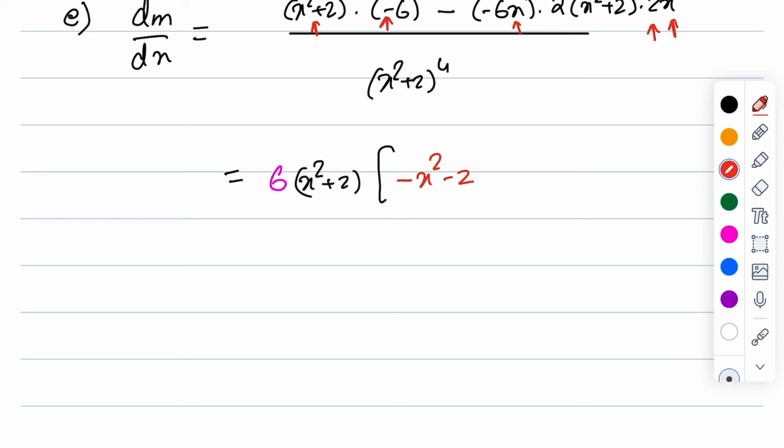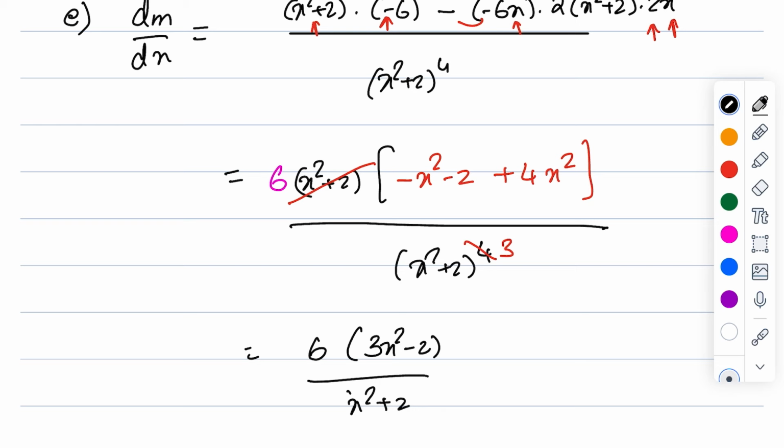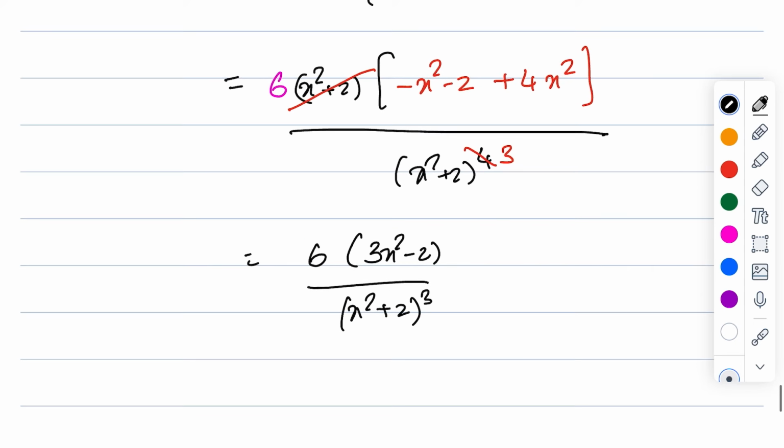And minus times minus is plus, and 4. So plus 4x square is left over, divided by x square plus 2 whole to the power of 4. So one x square plus 2 gets cancelled, so this 4 becomes 3. So 6 times 3x square minus 2 divided by x square plus 2 whole cube. This is the first derivative.